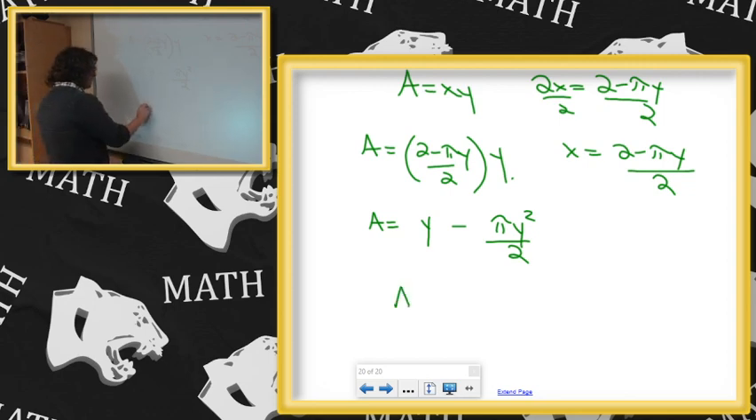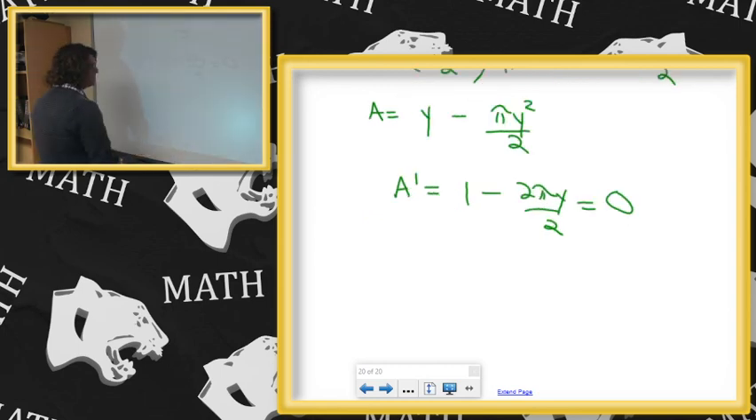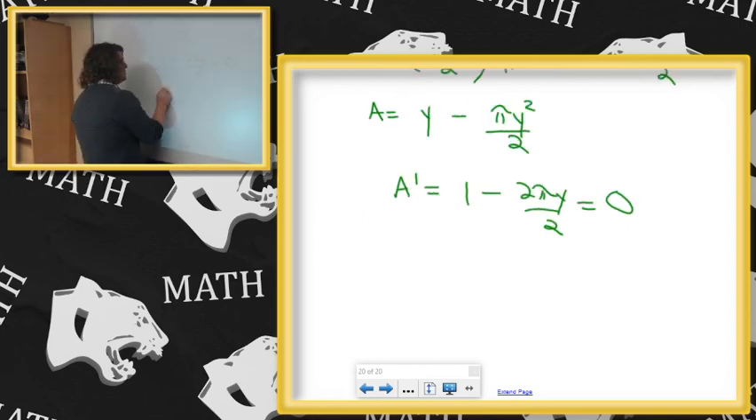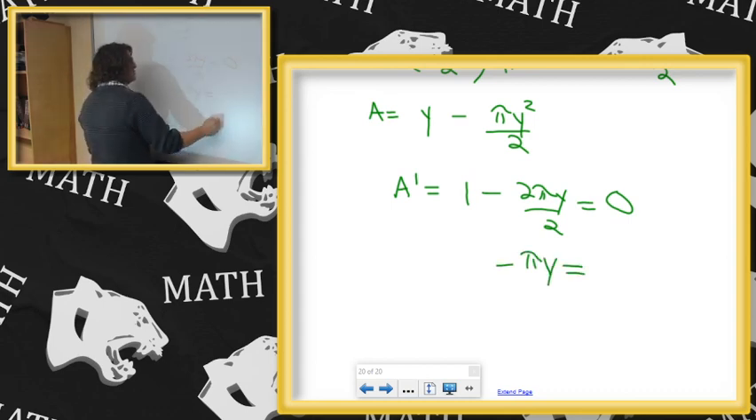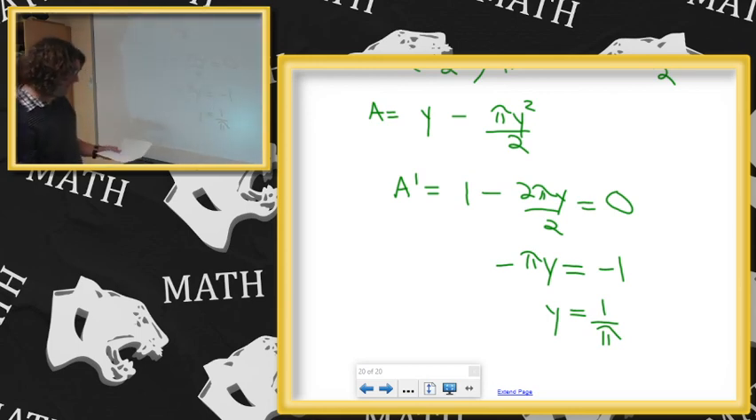We're going to take the derivative of that, set it equal to 0. So derivative with respect to the variable it's written in. So that's 1 minus 2 pi y over 2 is equal to 0, because we're maximizing. So that's going to be negative pi y is equal to negative 1, or y is equal to 1 over pi. So if your y value is 1 over pi, apparently this is going to be a maximum area.